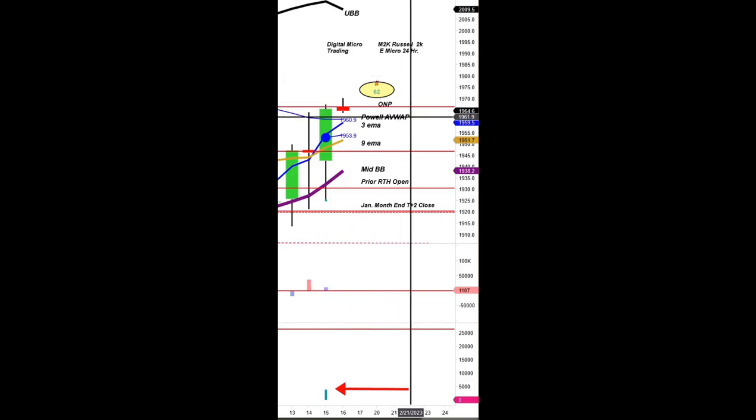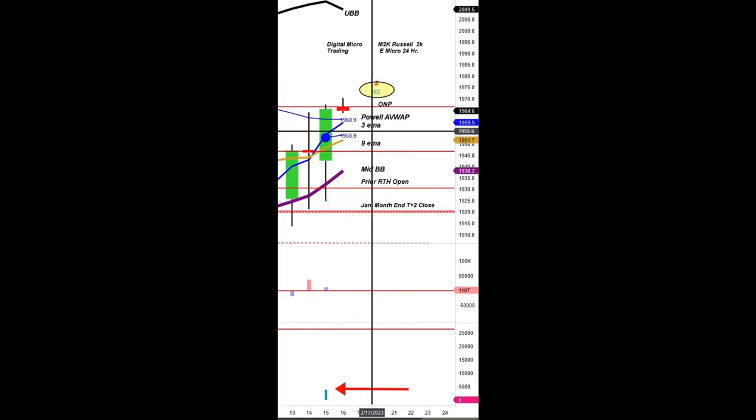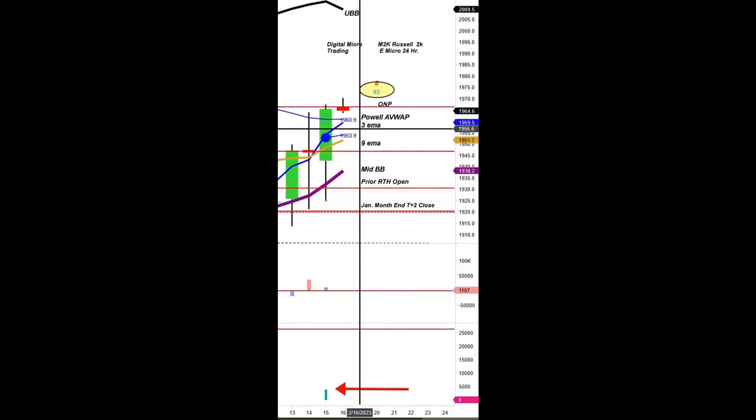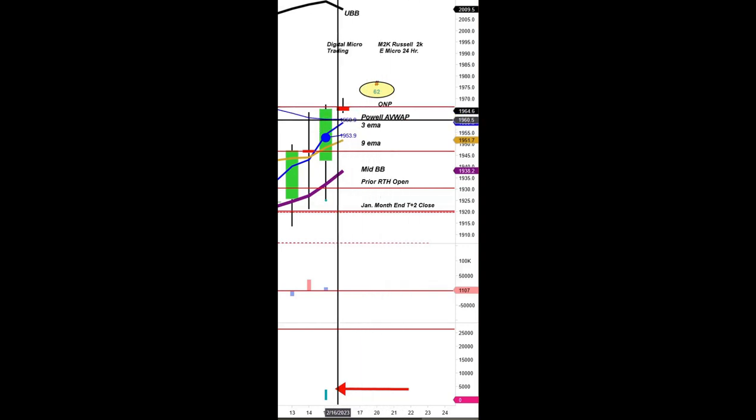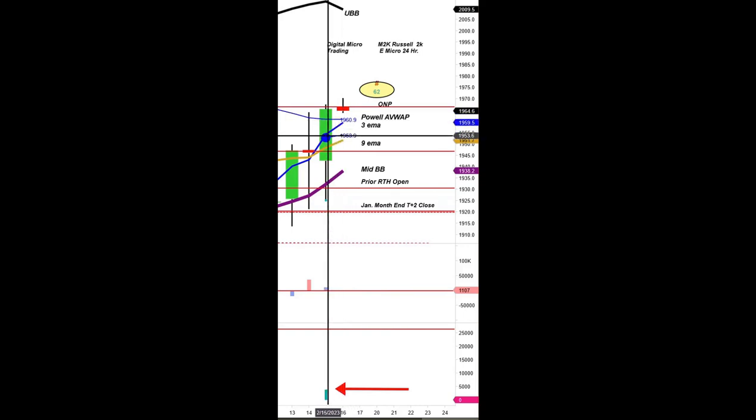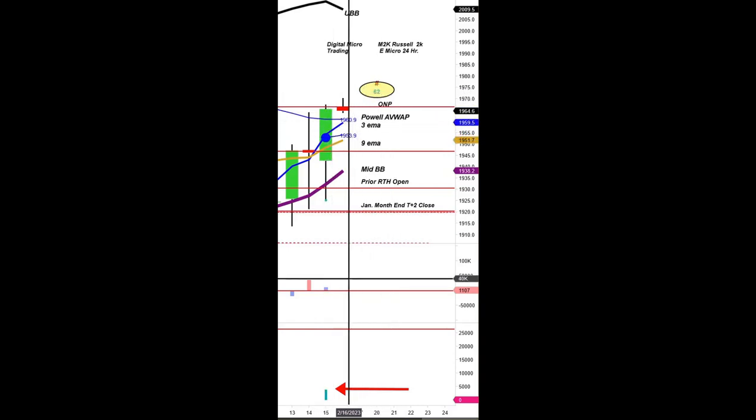We've got the 24-hour. I don't want to spend a lot of time on it because I'm not going to trade off it, but I want to point out the level, the overnight pivot, the Powell anchored VWAP, which has been actual resistance for several days. And right now, this doji red is above it. And then the 3 EMA and the anchored VWAP from yesterday. So these are the 3 levels. So 66.5 on the overnight pivot, Powell 60.9, anchored VWAP yesterday 1954, and there's a sell signal below.